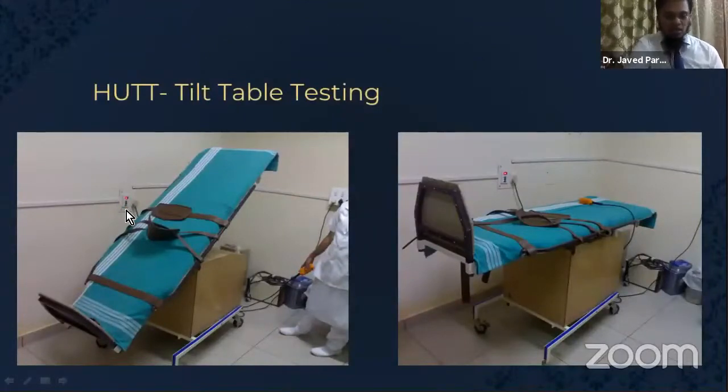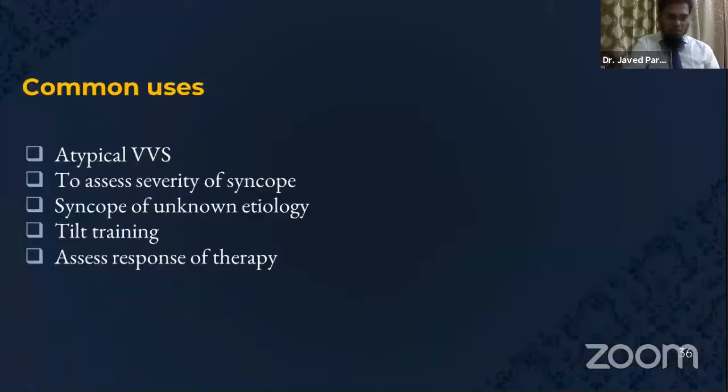As I'm doing these tests, that is ILR and head up tilt table testing, I run a syncope clinic here. I thought it is important to discuss tilt table testing. Tilt table testing is very important in patients with unexplained syncope. This is not a very sophisticated test. It's a very simple test, can be performed anywhere. All you need is a tilt table like this, and you should have some sort of protection so that if the patient develops syncope, he should not fall down. And you need to have a defibrillator on standby, because many times the patient develops VFib also, and we need to give a shock.